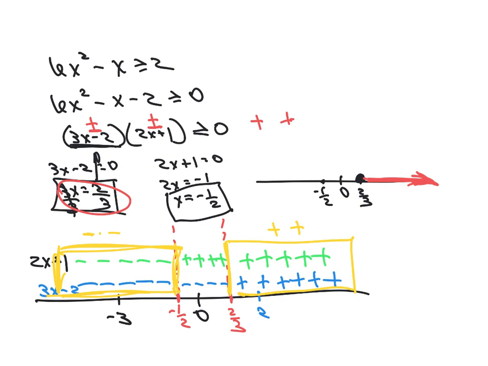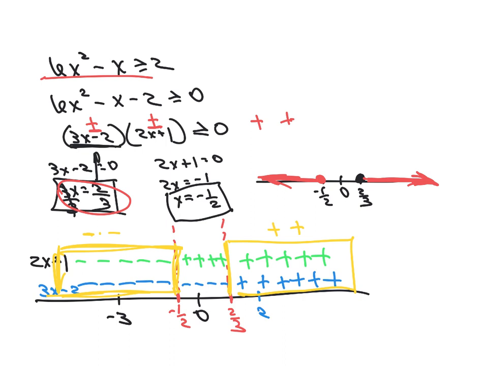And the other numbers that are going to make this work are all the numbers smaller than negative 1/2. So a closed circle, because it also can equal negative 1/2 because of this greater than or equal to sign. So notice that these are low numbers, but we don't care about that. We just care about what's going to make this a true statement. So all numbers less than or equal to negative 1/2, or greater than or equal to 2/3, will make this a true statement. So that is the graph.